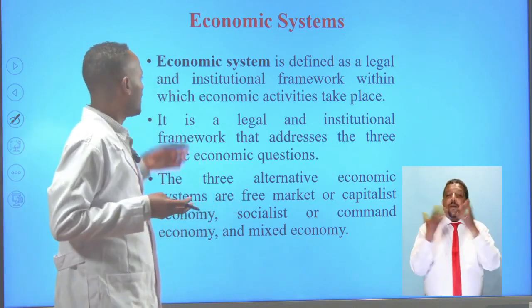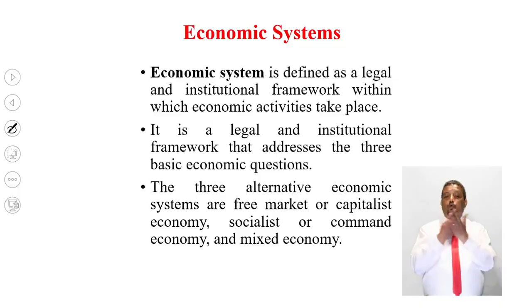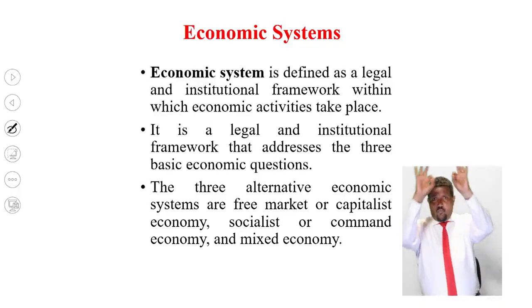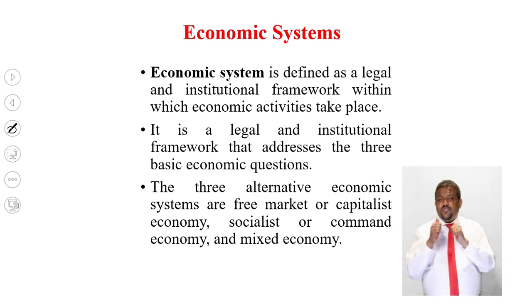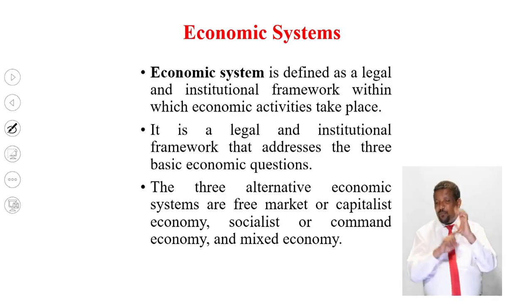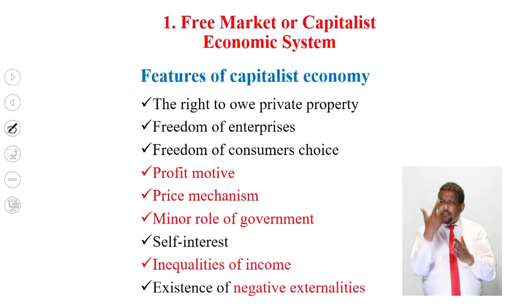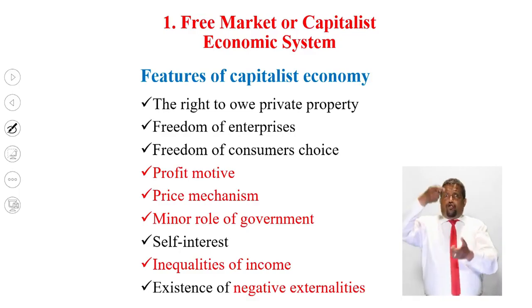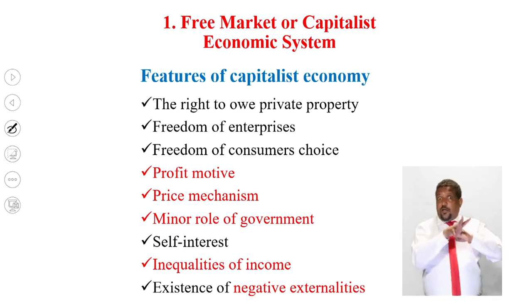Economic system is defined as a legal and institutional framework within which economic activities take place. It is a legal and institutional framework that addresses the 3 basic economic questions. Now, let's see these 3 economic systems one by one in detail. The first one is the free market or capitalist economic system. Under this economic system, the major means of production or distribution of resources are mainly controlled and owned by the private sector for the sake of profit.